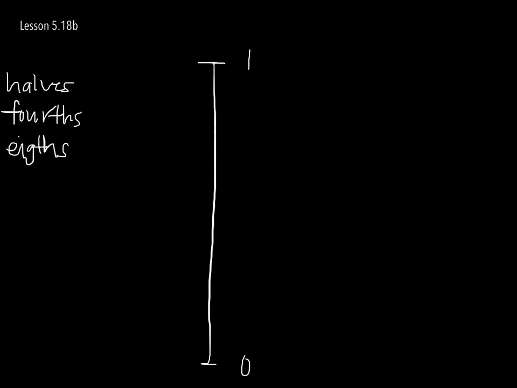Meaning we're going to start looking at the relationships between halves, fourths, and eighths. So when we look at 1, in halves it would be 2 halves, which would be equal to how many fourths? 4 fourths, which would be equal to 8 eighths. And correspondingly at the bottom it would be 0 halves, 0 fourths, and 0 eighths. Now let's start finding more connections here.